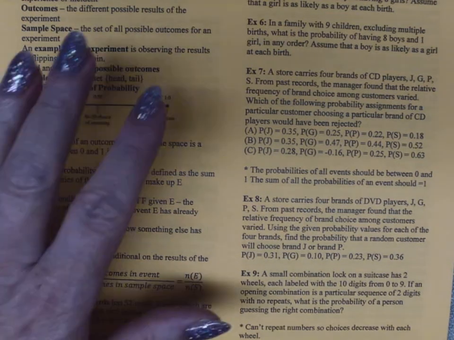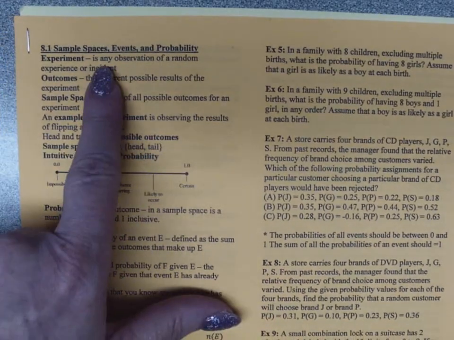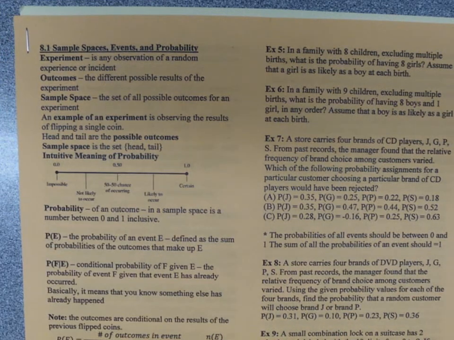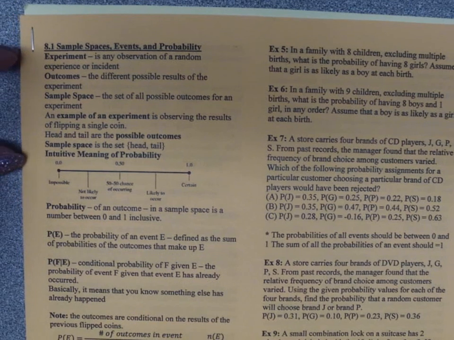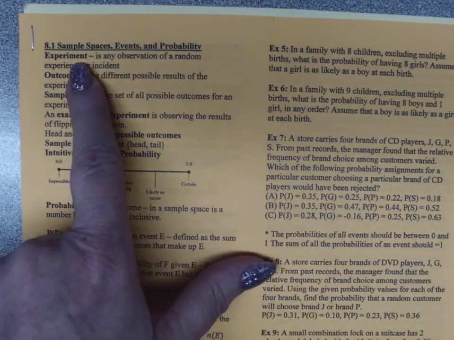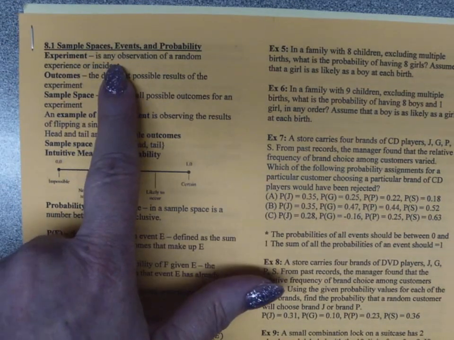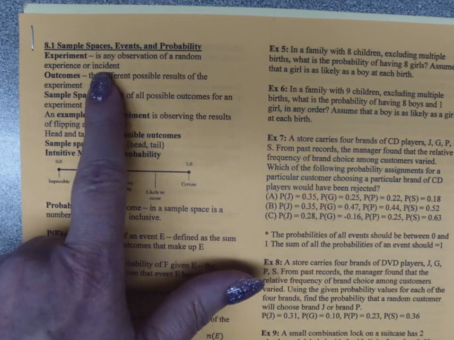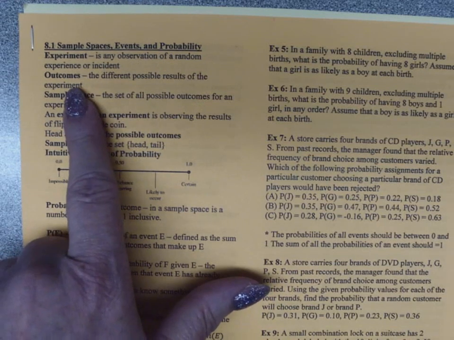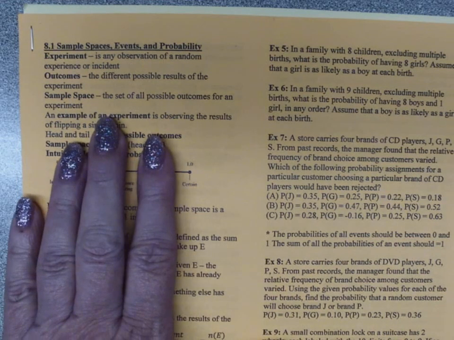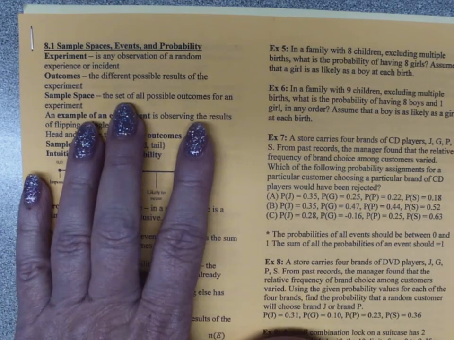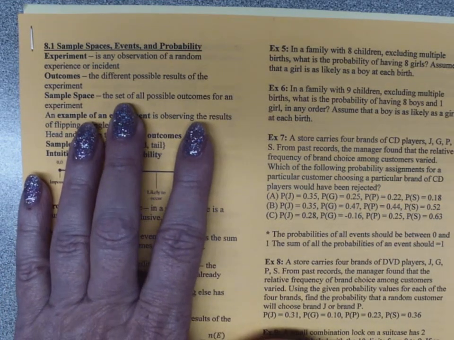Okay, so today we're going to learn about sample spaces, events, and probability. There's a few vocabulary words we want to make sure we understand. First one's an experiment. It's any observation of a random experiment or incident. Outcomes are the different possible results of the experiment. The sample space is going to be the set of all possible outcomes for an experiment.